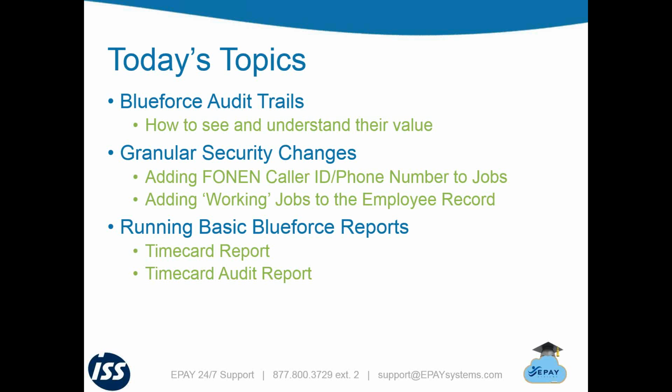After that, we're going to go through two facets of the granular security changes that we did last week. First, we're going to talk about how to add phone numbers to your caller, or basically the caller ID numbers, to your job records. And we're also going to talk about adding working jobs to the employee record. Those are two of the various items that we added to give you access back. I'm going to focus on these two since they're probably the biggest and the most important of those added for granular security.